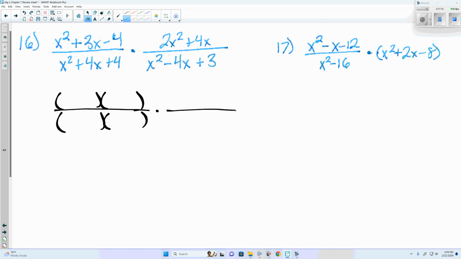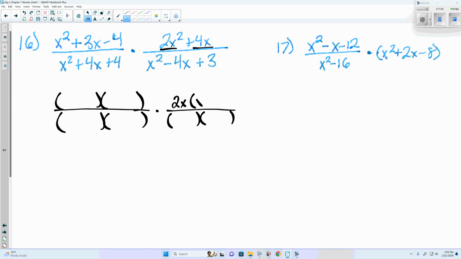Because our x squared plus 3x minus 4 is going to factor. Our x squared plus 4x plus 4 will factor. Our x squared minus 4x plus 3 is going to factor with 2 sets of parentheses. Now our last spot, 2x squared plus 4x, we won't need 2 sets of parentheses, partially because we don't have a constant term. But also, the main thing to factor with this is our greatest common factor of 2x.